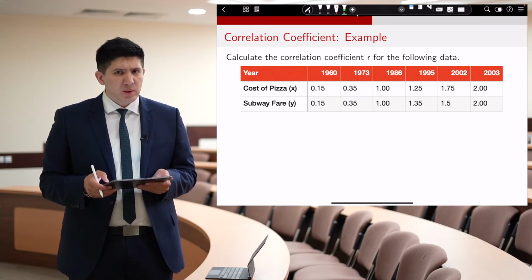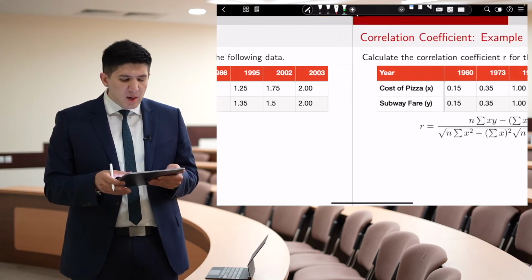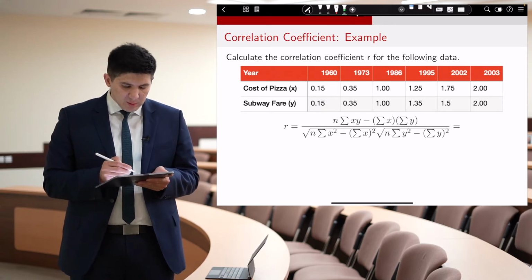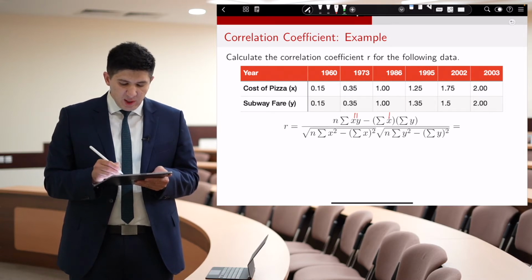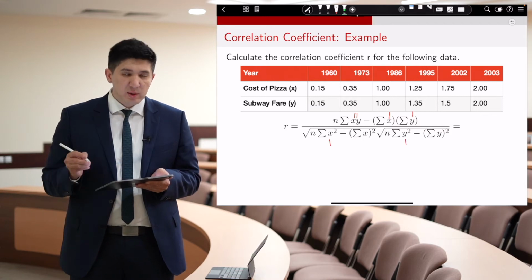If you remember, the correlation coefficient has a bunch of things inside, so I need to do the calculations for all of these things. Here I have to multiply every x and y. Then I need to sum all of the x's and sum all of the y's. I need to find the sum of x squared and the sum of y squared.